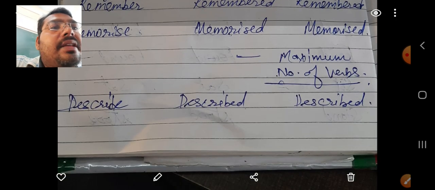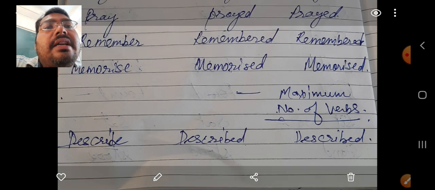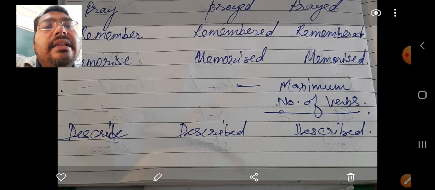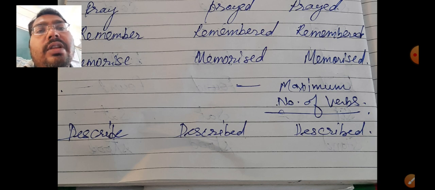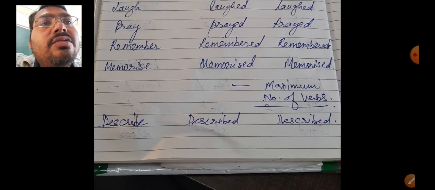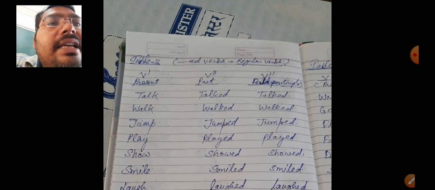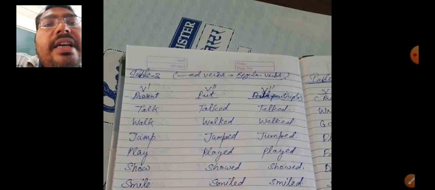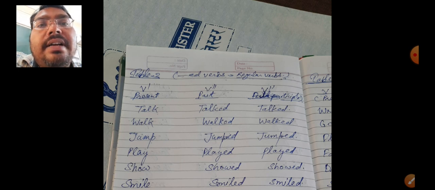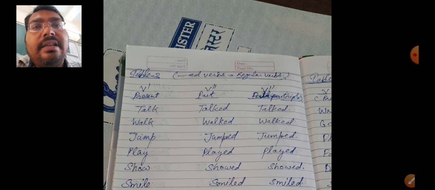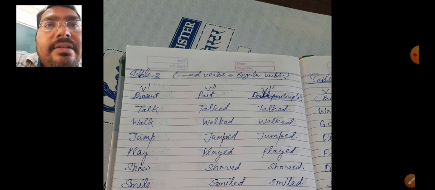The maximum number of verbs are in this group. Like describe: if you find any verb like describe and you don't know its 3 forms, you simply add ed, described. So this is the biggest table, and you can add words on your own also by looking into different grammar books and searching on the internet, on Google and so on.